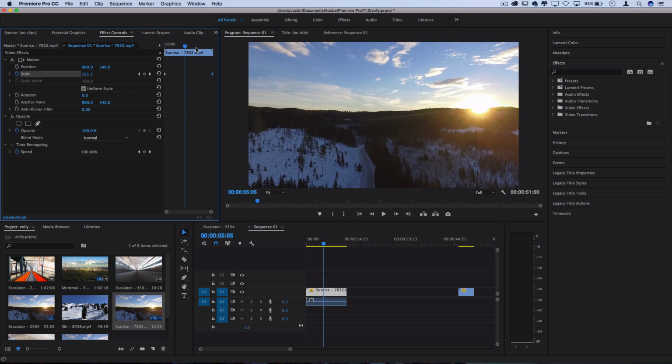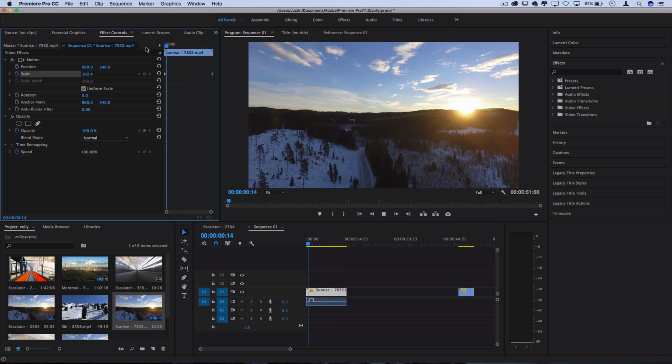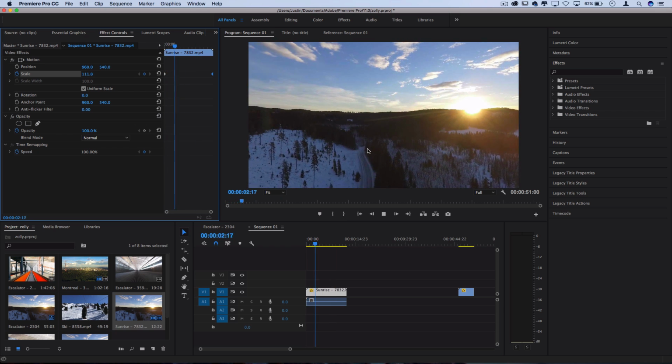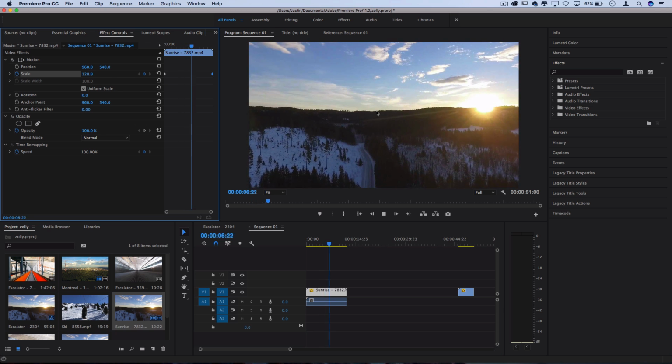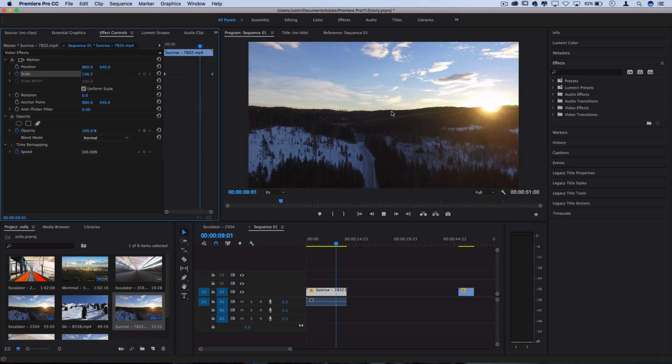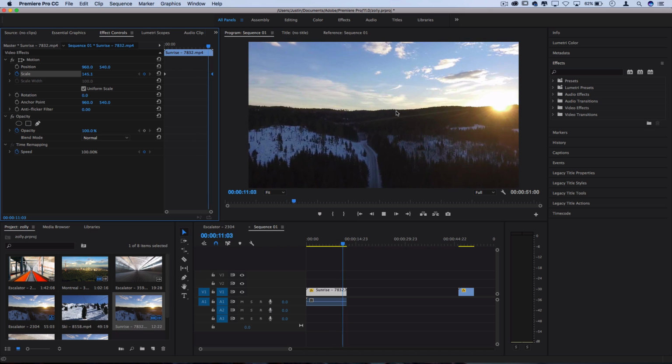So play around with the timing and amounts, and you can see as I play the clip, there's this cool effect happening where we are moving backwards and we know we are, but it's still zooming in at the same time. So the horizon is kind of coming at us with a bit of vertigo.